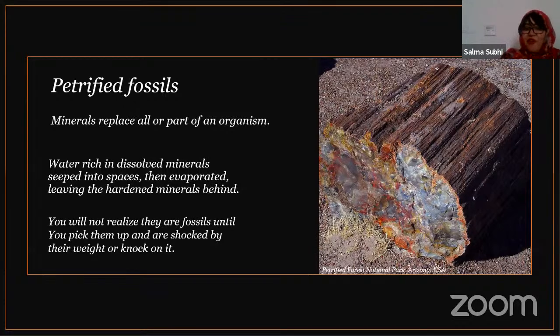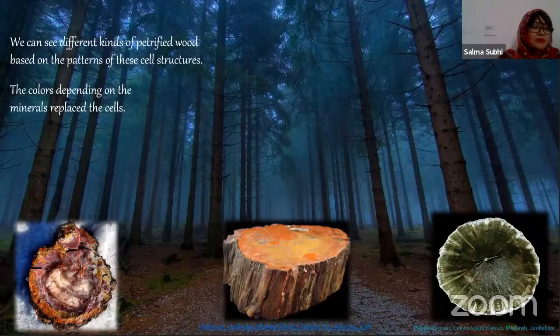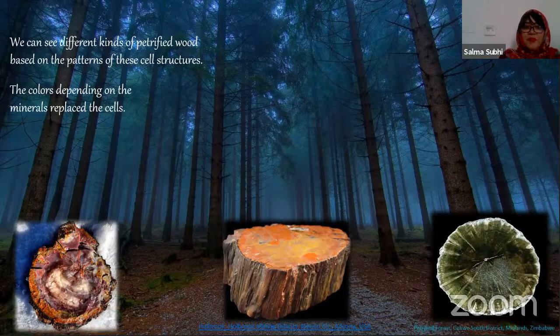You will not realize that these are fossils until you pick them up. You will feel that they are very, very heavy. You will be shocked by their weight. Or when you knock on it, you will feel and hear that this is not a normal tree. These are petrified fossils. We can see different kinds of petrified wood, based on the patterns of the cell structures. You can see that this is different from this one and from this one. They have different patterns, so it depends on the cell structures, not only this. The colors you see here depend on the minerals that replaced the cells.